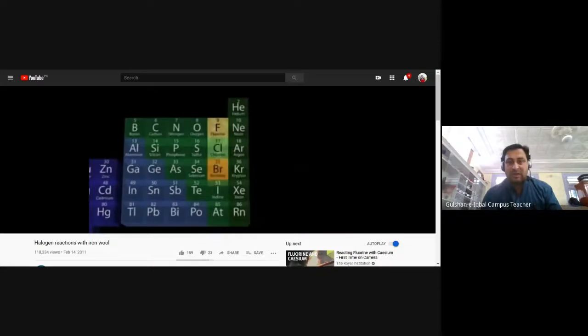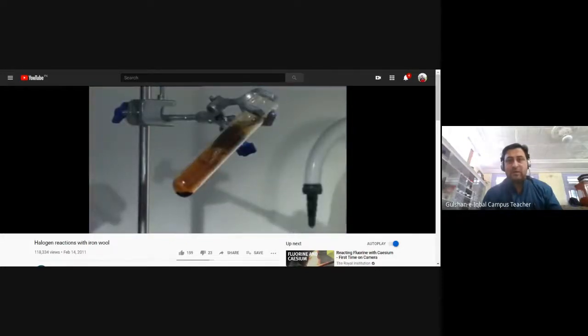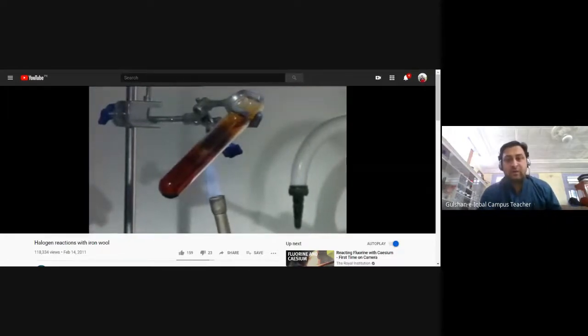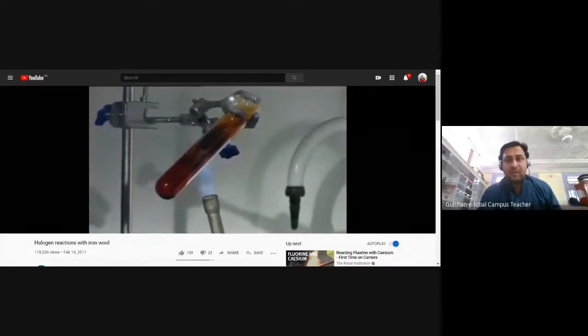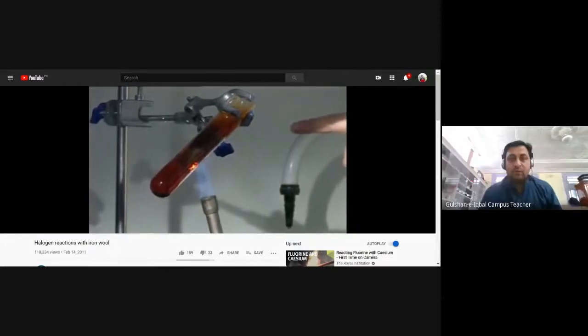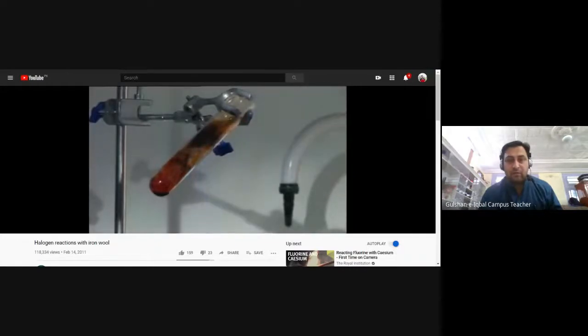Now let's see the second one, the bromine. The bromine reaction will be slower than this one. Again, we have taken bromine in a smaller jar; chlorine we took in a larger jar. We are going to take the liquid. See, the iron loop is present at the top and the liquid is present at the bottom. The reaction is going to take place now, but this reaction is not that rigorous. The blue flame is fire basically. We are using fire.